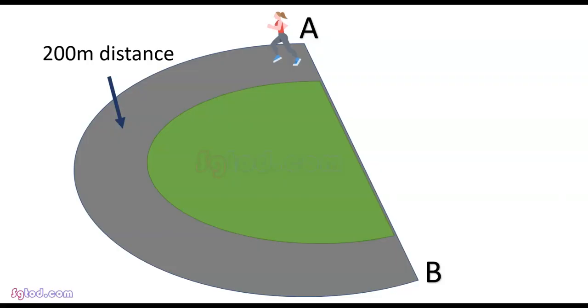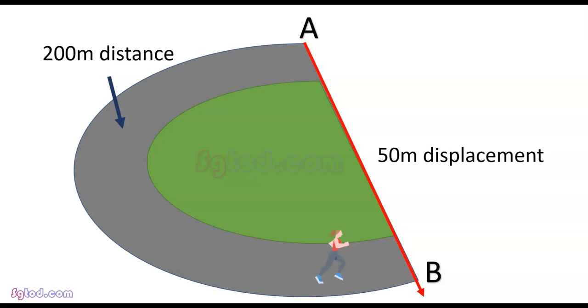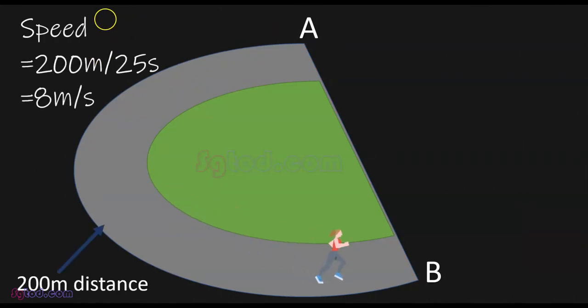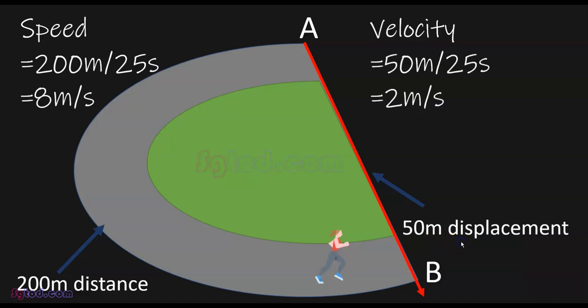To understand this better, we shall go back to the earlier example of the girl running on the track that is 200 meters in distance, making a displacement of 50 meters. The distance traveled as she ran on the track is 200 meters. If she takes 25 seconds to travel that distance, her speed is therefore 200 meters divided by 25 seconds, which is 8 meters per second. However, with a displacement of 50 meters, her velocity is 50 meters divided by 25 seconds, which is only 2 meters per second.